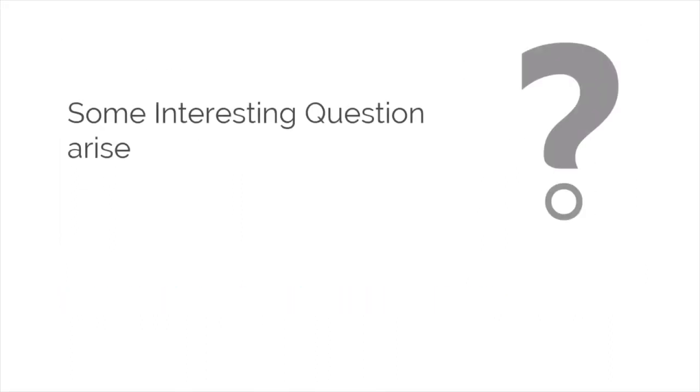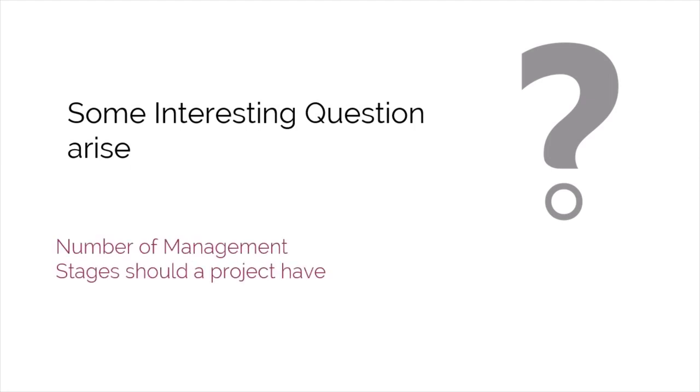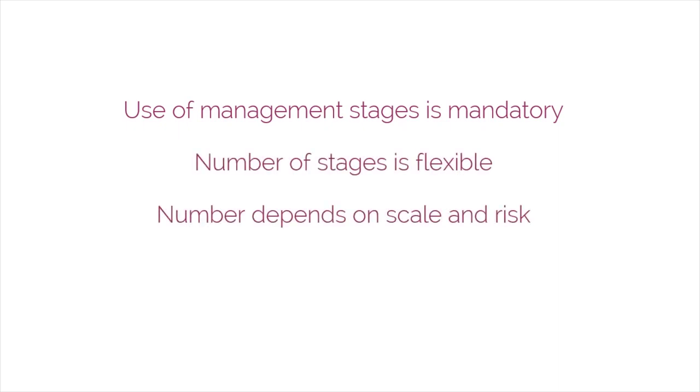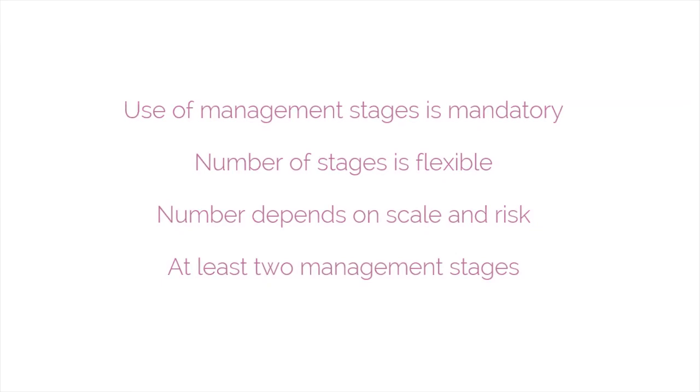Some interesting questions arise here. For example, what number of management stages should a project have? What should the length of a management stage be? Now, the use of management stages in a PRINCE2 project is mandatory, but the number of stages is flexible because the number depends on the scale and risk of the project. However, every PRINCE2 project should include at least two management stages, the initiation stage and the project execution and closure stage.